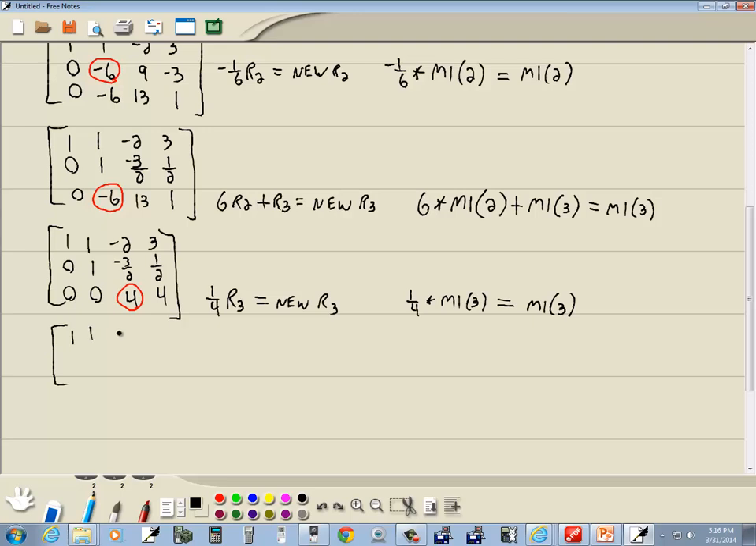So I got 1, 1, negative 2, 3, 0, 1, negative 3/2, 1/2. 1/4 times 0 is 0. 1/4 times 0 is 0. 1/4 times 4 is 1. 1/4 times 4 is 1. Now at this point, this is REF form, row echelon. So that's row echelon form.